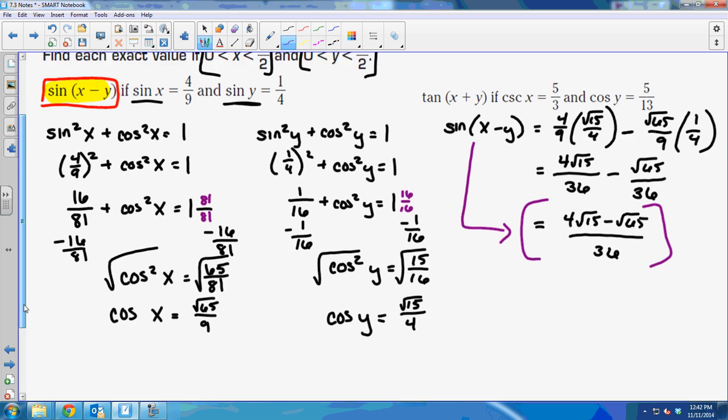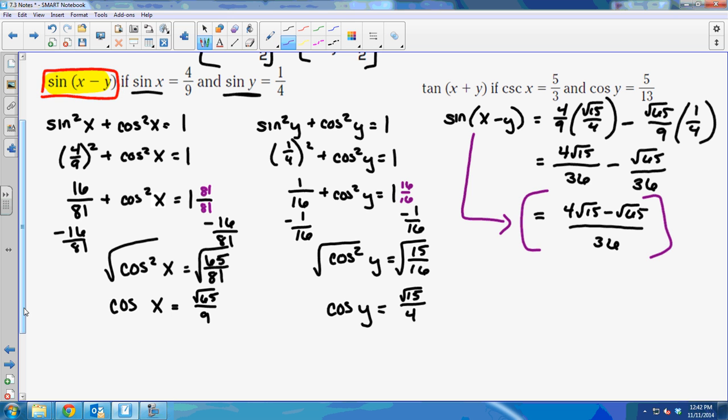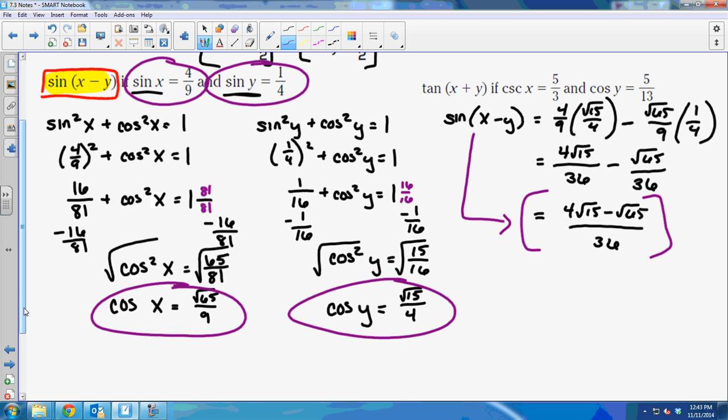So I had to go back and find the cosine values. So I used what I knew from learning target 2. And I had sine squared plus cosine squared equals 1. And I found the cosine of x and the cosine of y. Right? Then I have all four. So I have sine x, sine y, cosine x, cosine y. And so then I replaced those values in the identity and just simplified.